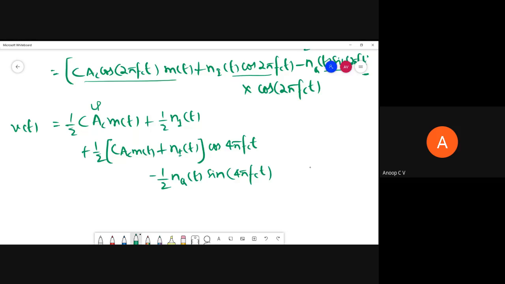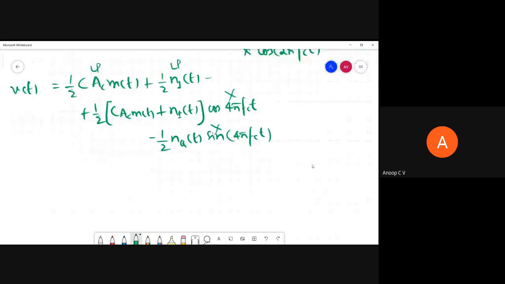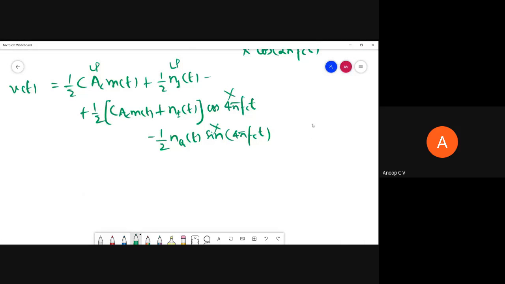Because of its frequency, m of t is by default a low pass signal, a baseband signal. So this is a low pass term. Then half ni of t is again a low pass signal. But here we have cos 4 pi fct. So this signal will be rejected by the LPF, and this term also will be rejected by the LPF. So what is left is only this. The output of the LPF is our y of t.